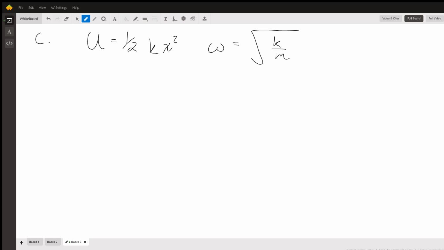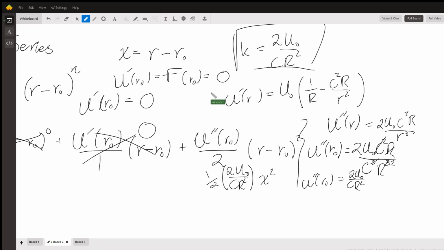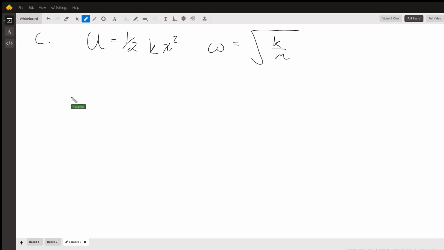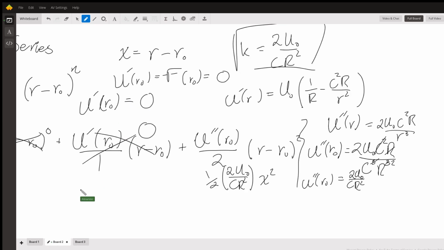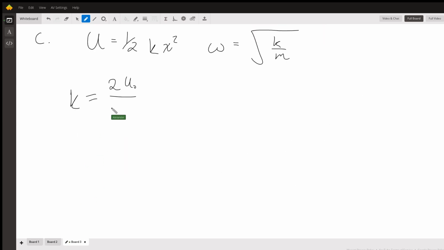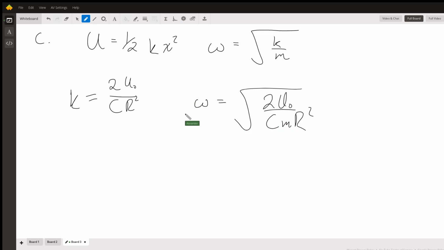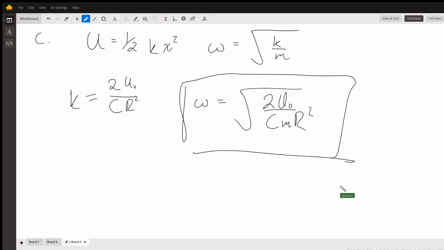Part C, then, we want to figure out the angular velocity of this motion. So we know that for a spring, the angular velocity is just the square root of the spring constant k over the mass. And since we already found the spring constant k is 2 u naught over c r squared, we can just plug that into this expression. And so our angular velocity is just the square root of 2 u naught over c m r squared. And that's how you solve this problem.